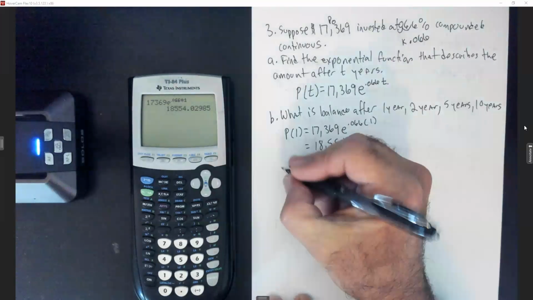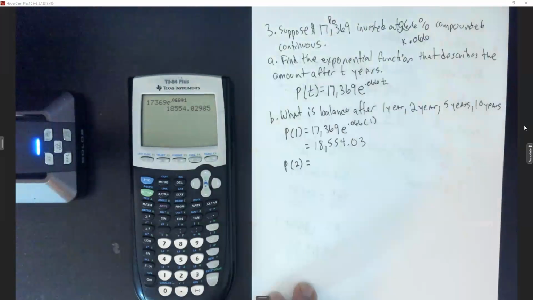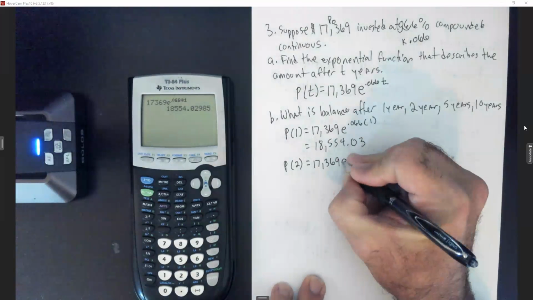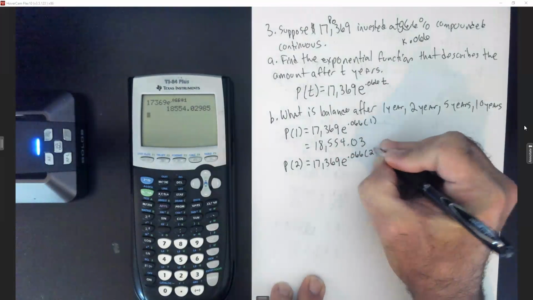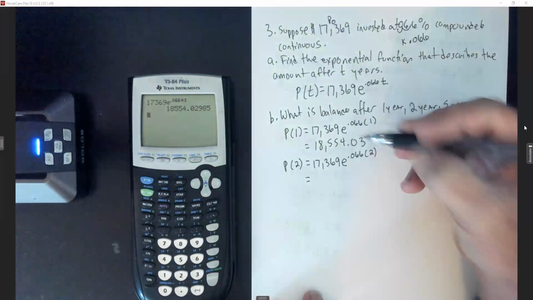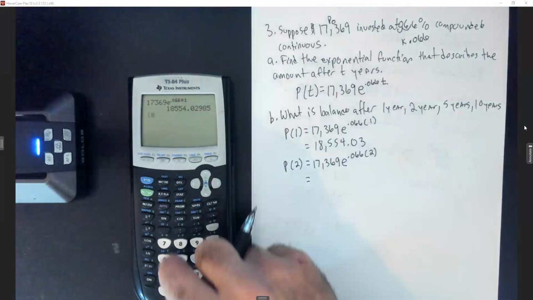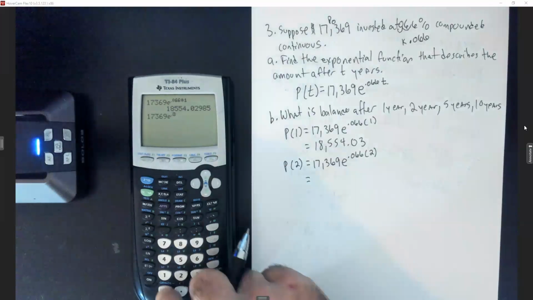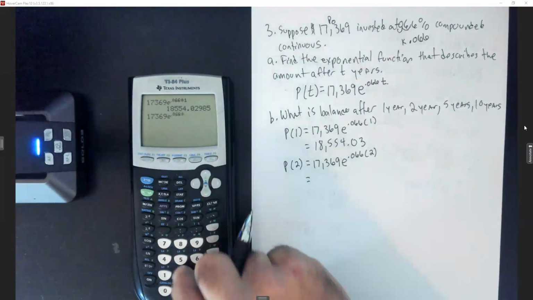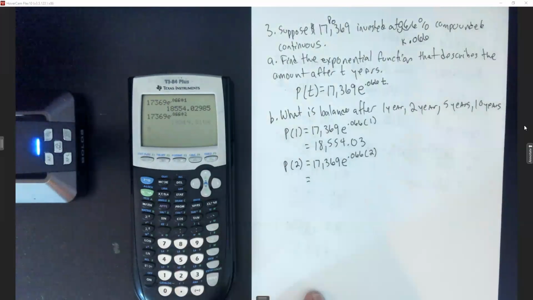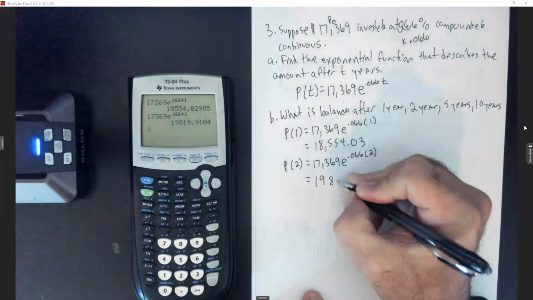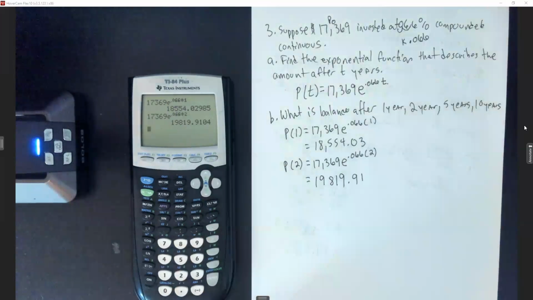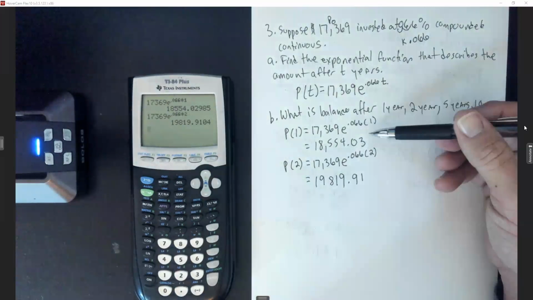Next, we would do P of 2. So that'd be 17,369 times e to the 0.066 times 2. So I'm expecting that should be a little bit bigger than the 18,000. So here we go, 17,369. Second ln to get my e, 0.066 times 2. So y'all, that one we get $19,819.91.